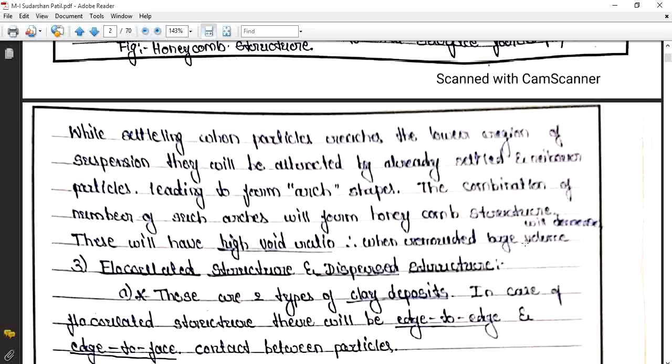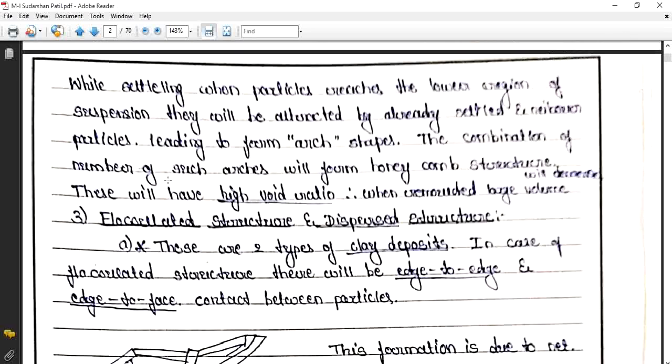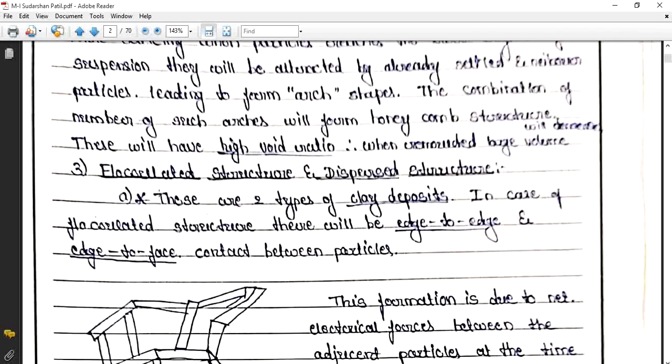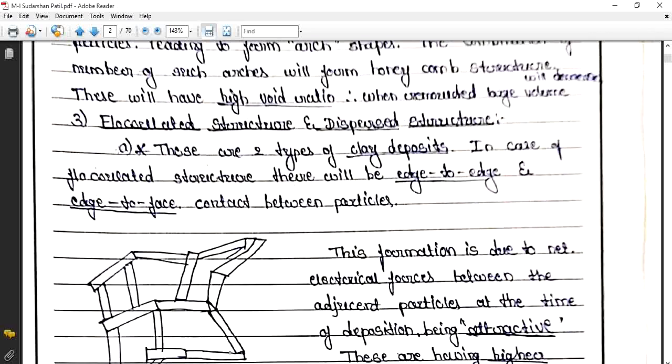When remolded, they will lose a large amount of volume. So they have a high void ratio. Next type of structure is flocculated structure and dispersed structure. So you can see the first one, flocculated.